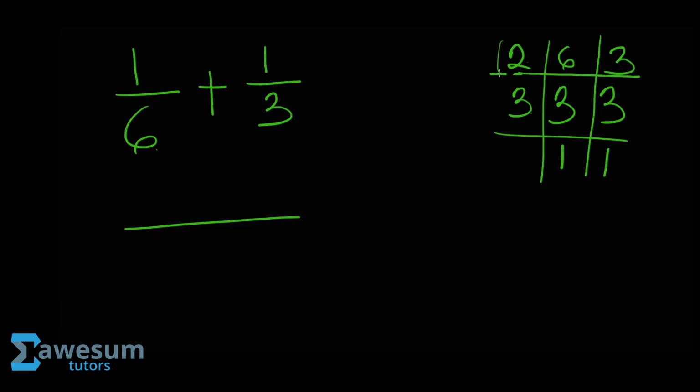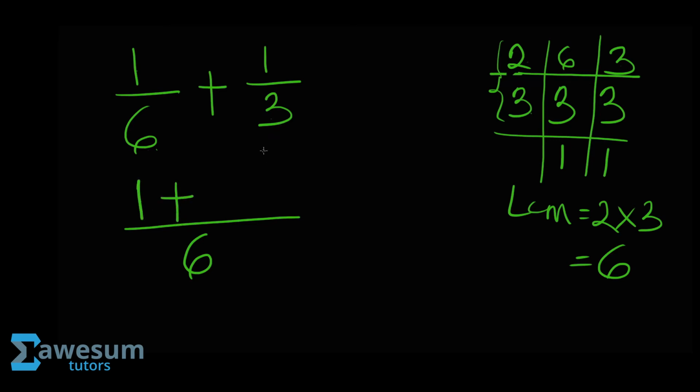So the LCM right here is going to be 2 times 3, which is what? 6, right? So that means the LCM of 6 and 3 is 6. So now what you have to do is, how many times will 6 go in 6? That is 1 time. 1 times 1, 1.